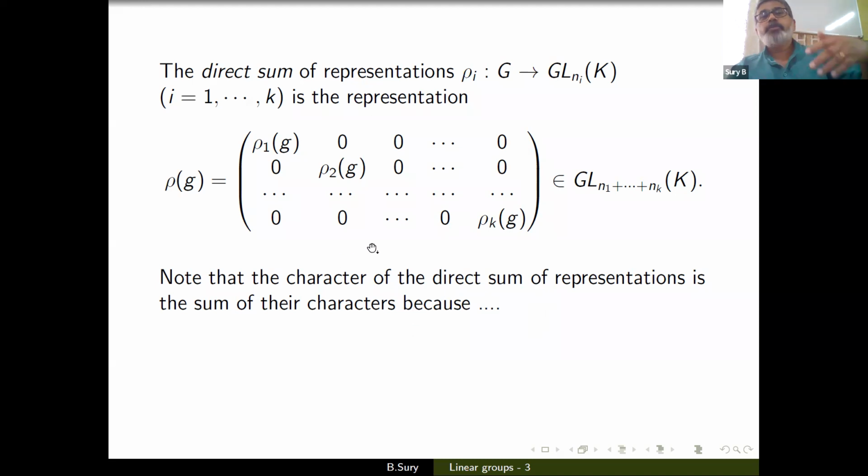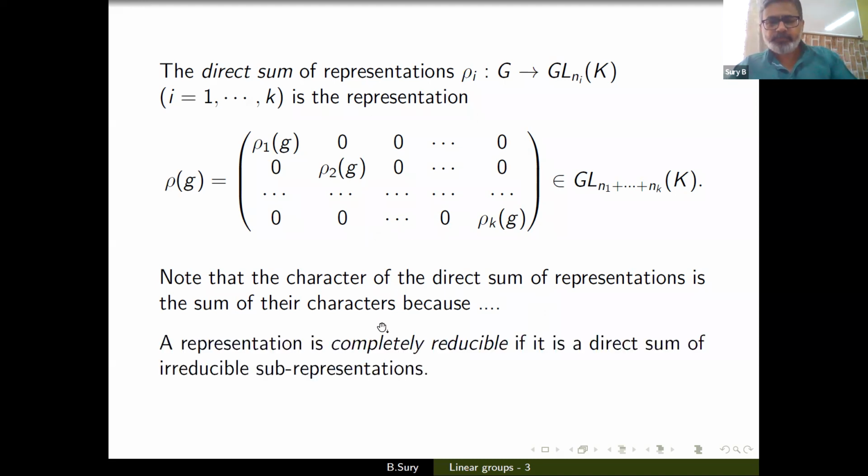That is why you form it. If you have finitely many representations, you want to form a new representation so that the character of the new representation is the sum of the characters of the original representations. Then this is the one: the direct sum.